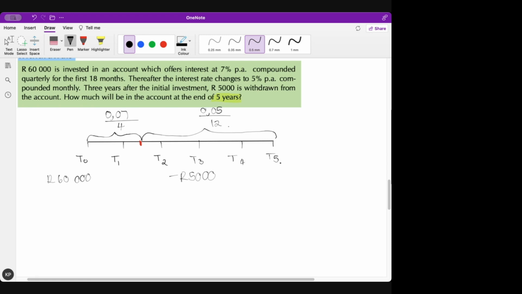So we have 2 separate calculations in this case. First, we're going to start with the 60,000 Rands. So my accumulated amount is the 60,000 Rands, 1 plus 0.07 over 4. Now let's look. How many quarters are there in 18 months? Quarters of a year. Let's start off with how many months is a quarter of a year?